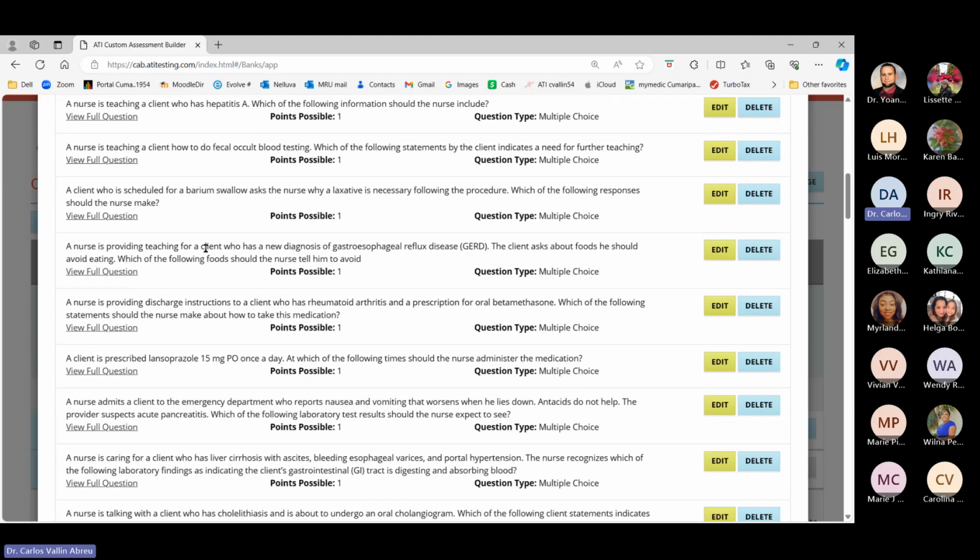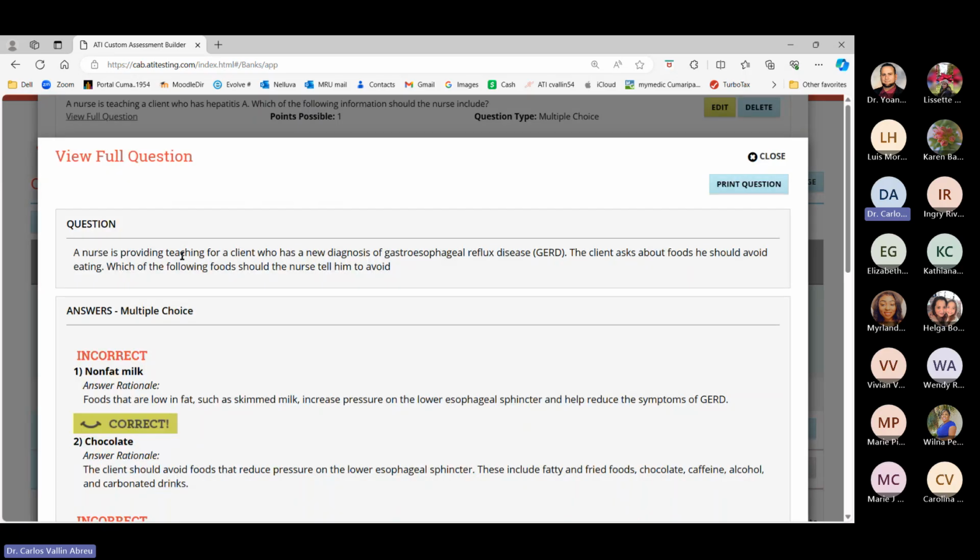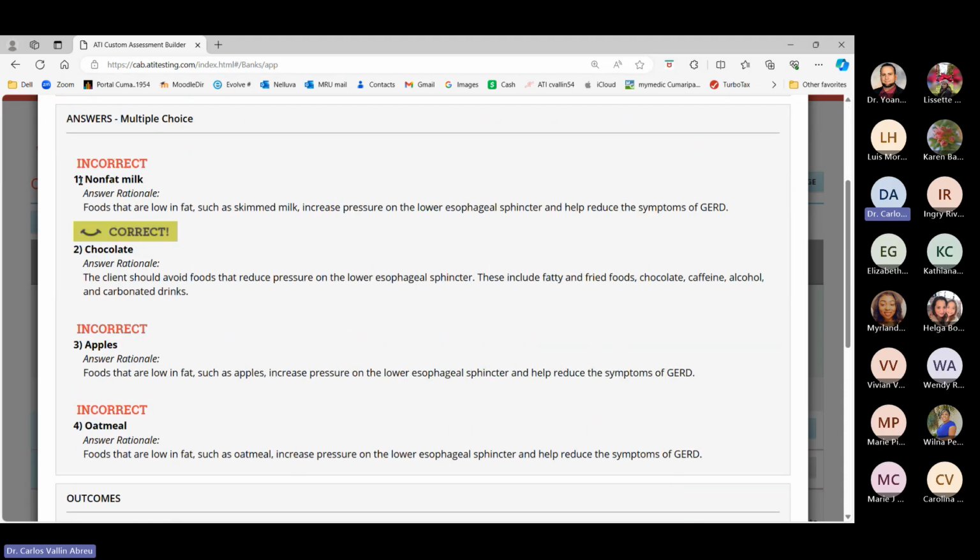The nurse is providing teaching for a client who has a new diagnosis of gastroesophageal reflux disease, the GERD. The client asks about foods he should avoid eating. Fried food, alcohol, meat, milk, greasy food, stuff with caffeine. Which of the following foods should the nurse tell him to avoid? Non-fat milk. Okay, there is the non-fat milk.